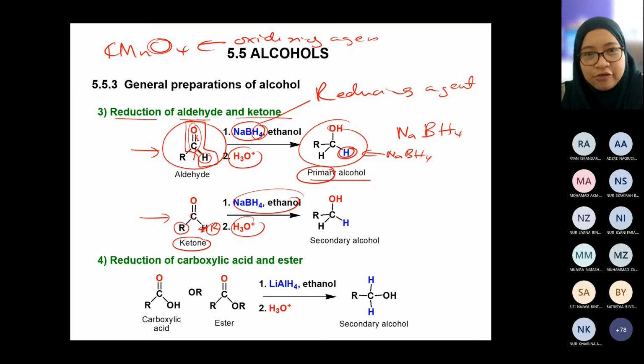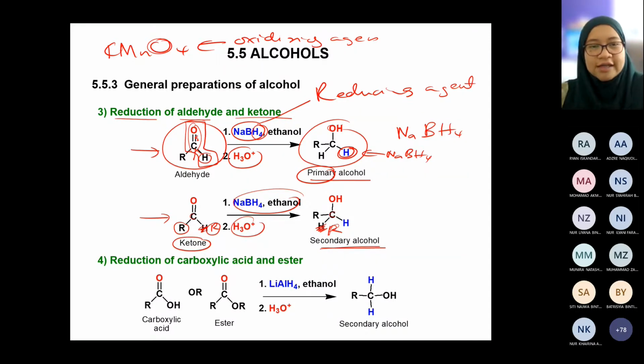So this is primary alcohol, kalau you are using aldehyde. But if you are using ketone, it will produce secondary alcohol. Lagi sekali, ini pun tak betul. Please ganti dengan R. Barulah ni jadi secondary. Okay, so this is secondary alcohol.